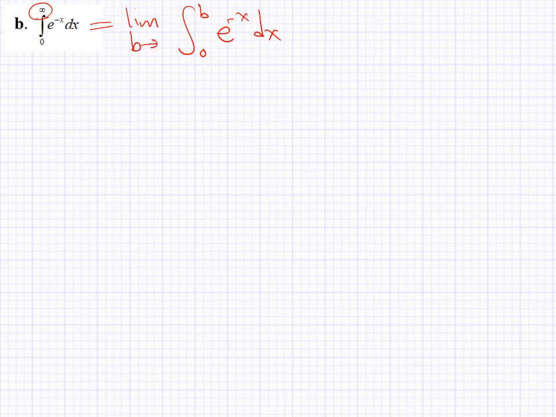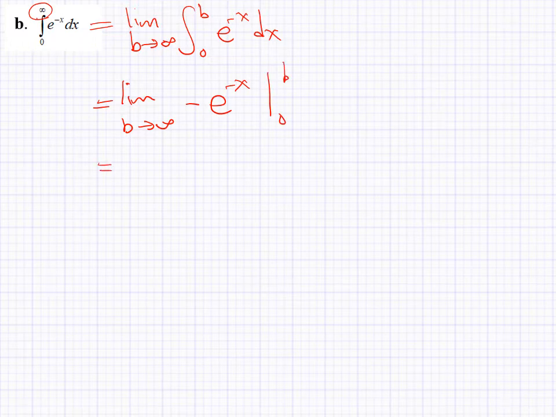All right, here's another one. Again, easy to spot. Got infinity right there. So I'll correct it. I'll do the integral from 0 to b of e to the negative x dx, and then I'll do the limit as b goes to infinity. So we have the limit as b goes to infinity of the integral of e to the negative x. That's negative e to the negative x, pretty easy integration from 0 to b.